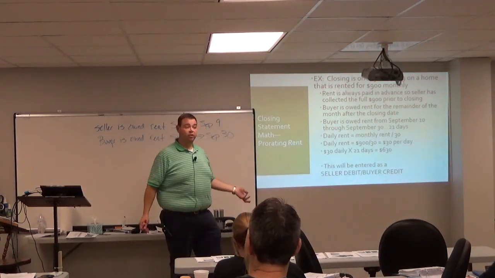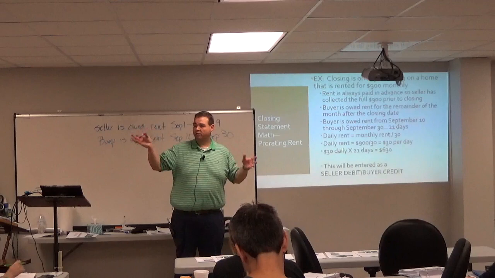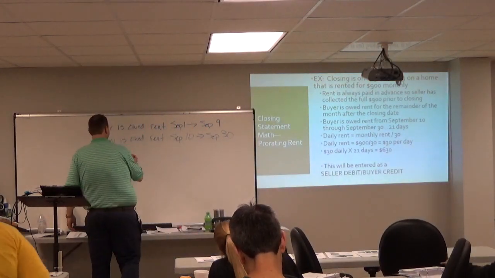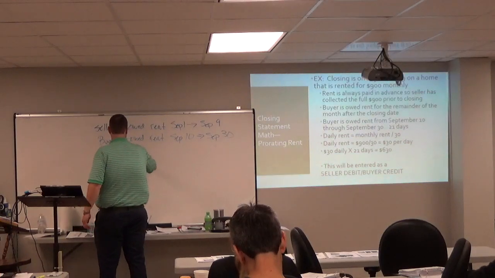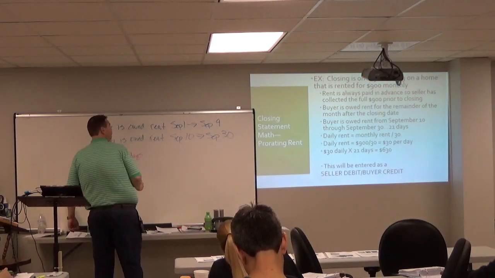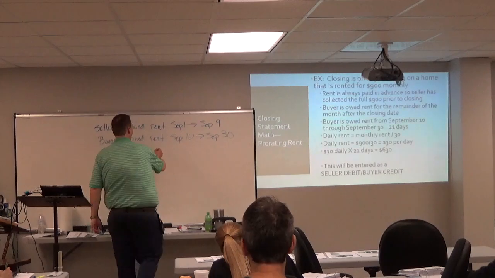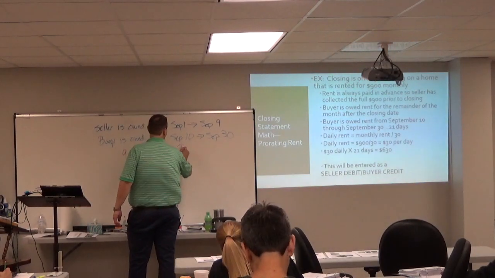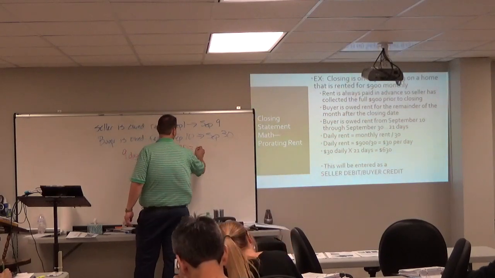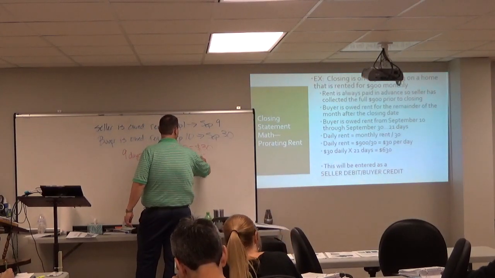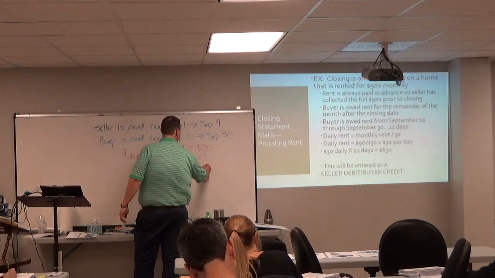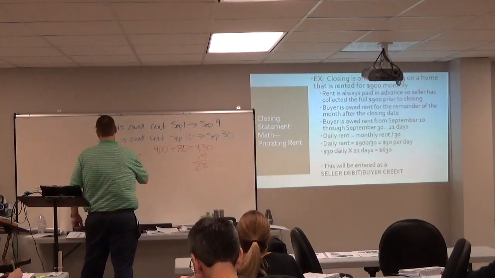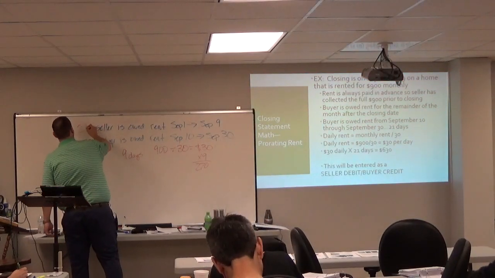We're always going to do the seller side because that's the easier one as far as number of days. How many days is the seller owed for? 9 days. Okay? 9 days. And we're going to take that $900 monthly and divide it by what? 30 to get it down to daily. So that's $30 a day times 9 days. That's $270. Everybody with me on that? And that's the seller's number, 270.